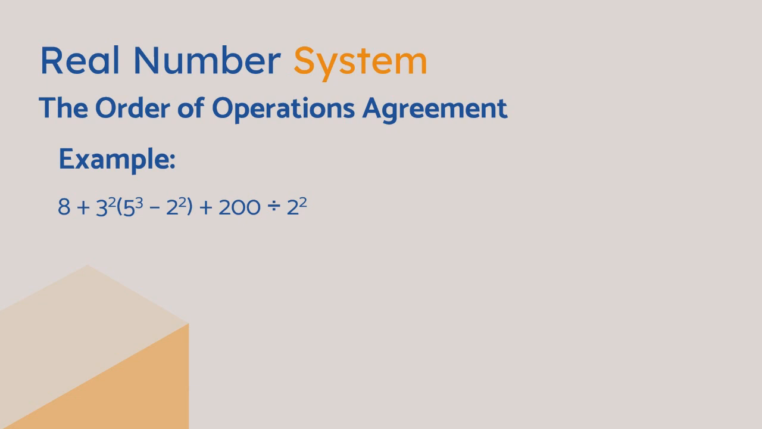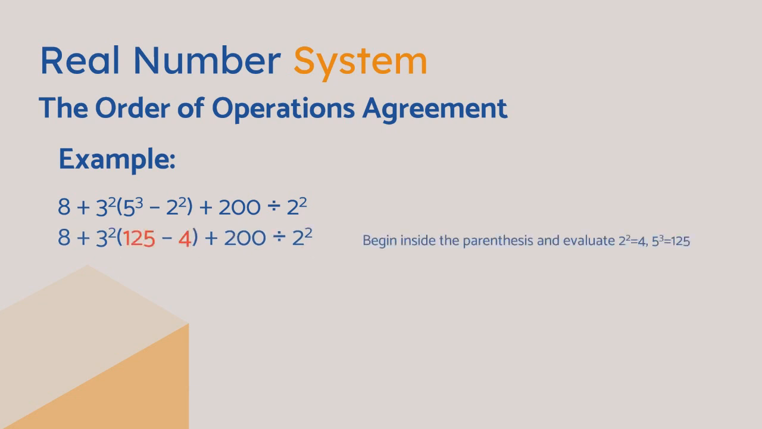Exponents next. So we have 5 cubed is 5 times 5, 25 times 5 is 125. And 2 squared, 4. So we have 8 plus 3 squared times the quantity 125 minus 4 plus 200 divided by 2 squared. Now we can evaluate what's inside the parentheses using the last rule.